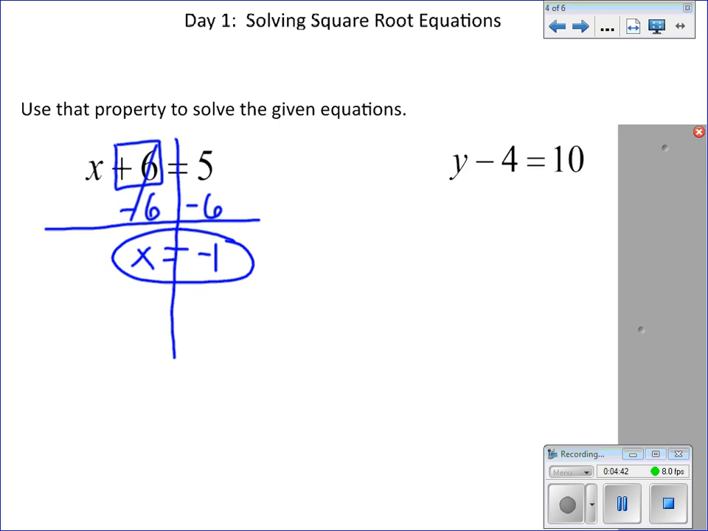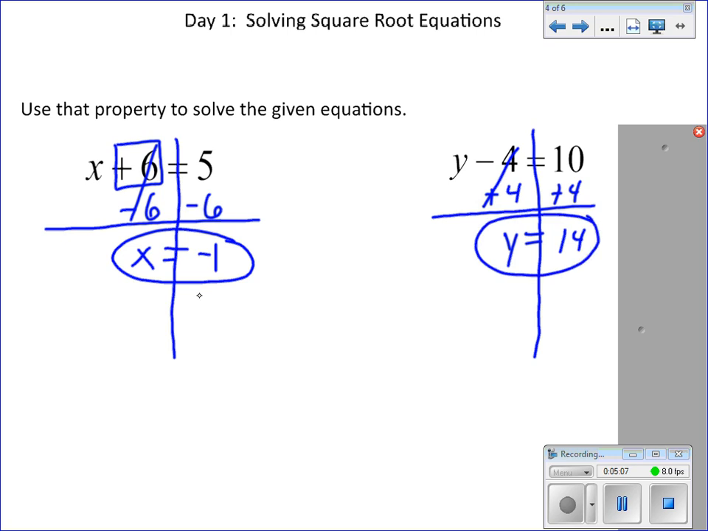If I look at another example, let's try to draw a better line than that. We'll divide it into two sides. This time, y is paired with a minus 4, so I'm going to add 4 to both sides. Minus 4 plus 4 gives us 0, so we're left with our y. And then 10 plus 4 gives us 14.